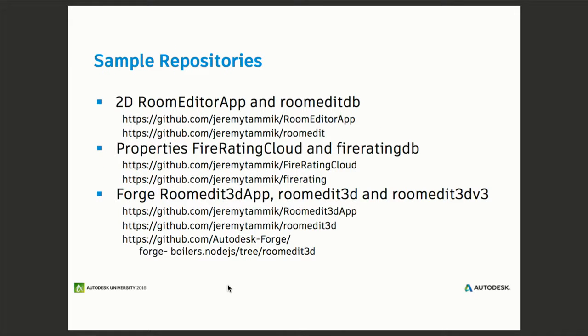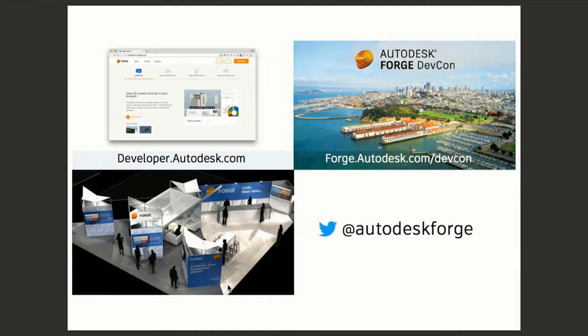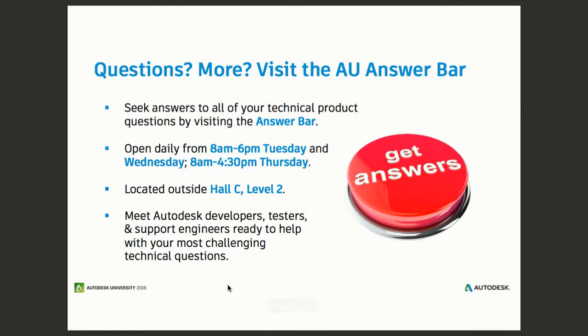Here are the repositories, they're all documented on the building coder. If you want to get started with Forge, these are the four entry points. Developer.autodesk.com has everything, that's the main entry point. There's the developer conference, there's the Forge booth, and you can tweet. And if you have other questions, there's an answer bar.